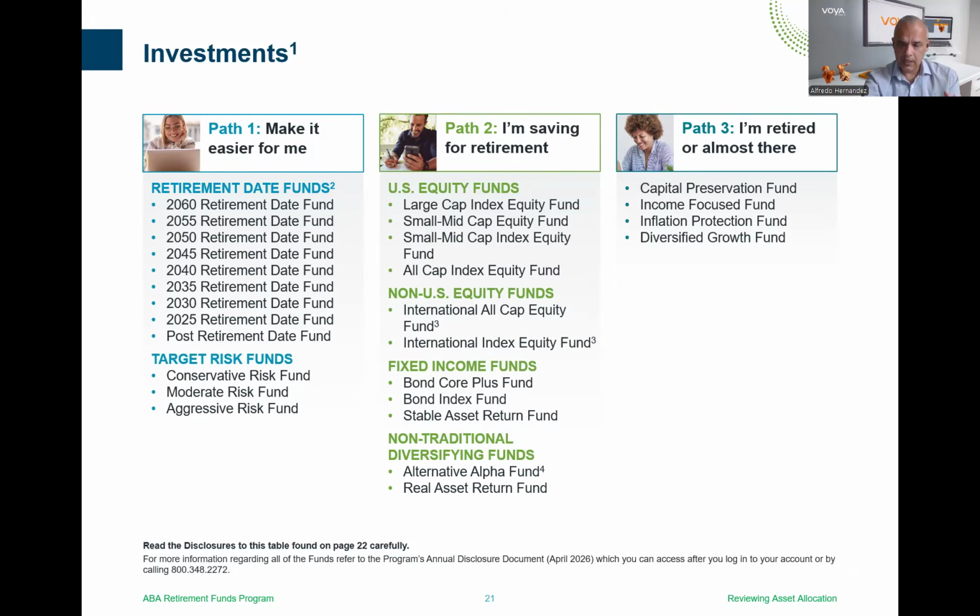Once again, the idea behind the investment lineup, you can choose path one, diversified portfolio. Path two, let me create my own portfolio, but a fully diversified portfolio from the major asset classes. Path three, I'm approaching retirement, I'm in retirement, but I need to have a fully diversified portfolio, investment choices to consider.